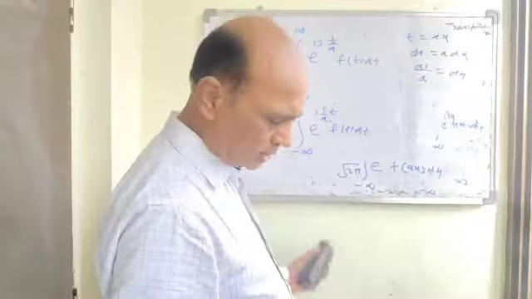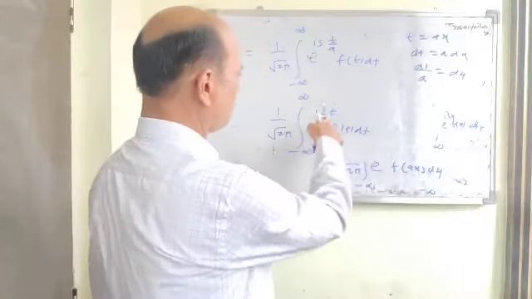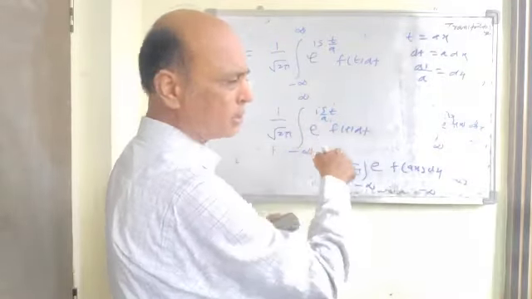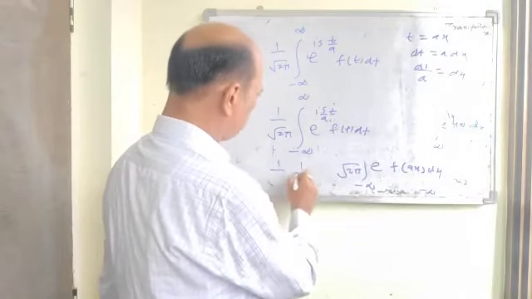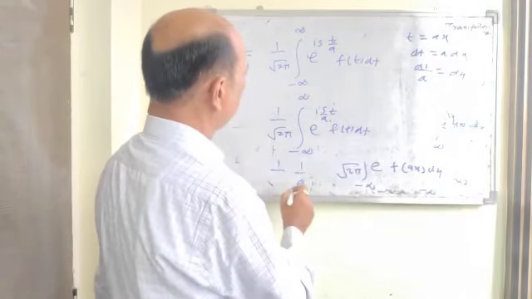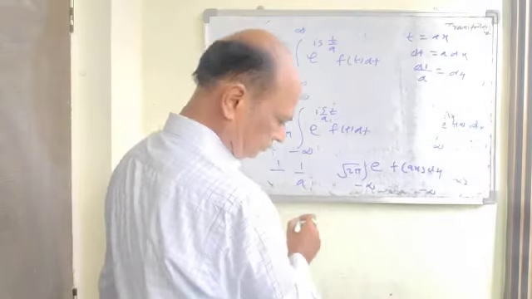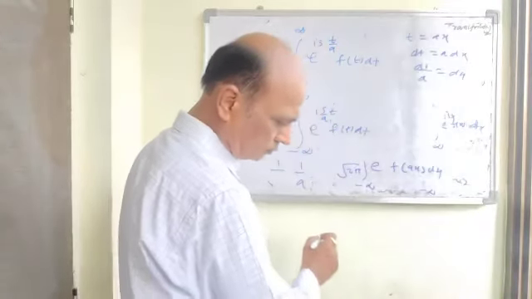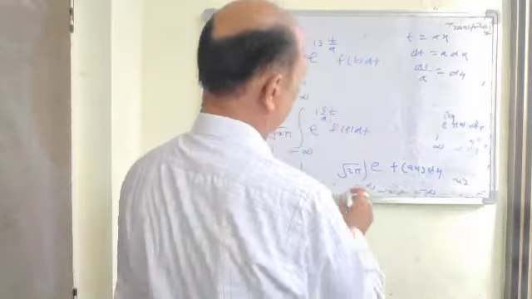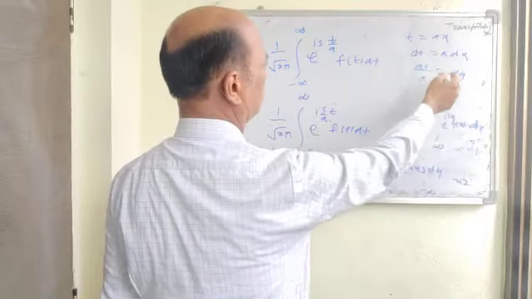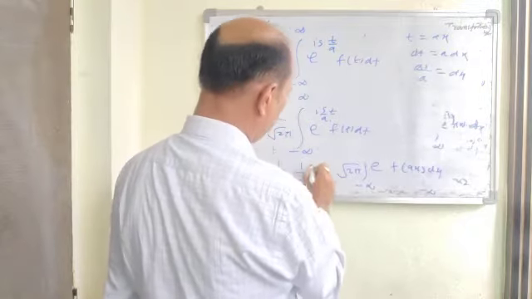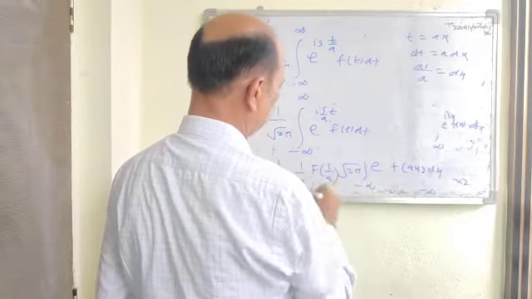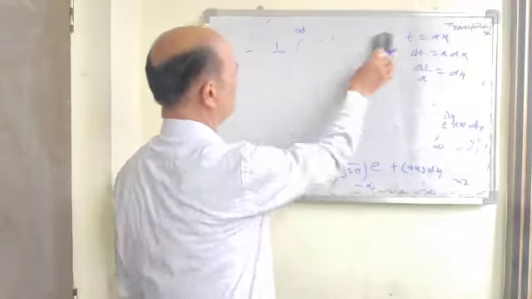What is this? This is F of s by a. In place of s there is s by a. So the total is equal to 1 upon a into F of s by a, because we have taken dx as dt by a. In this way we have proved this.